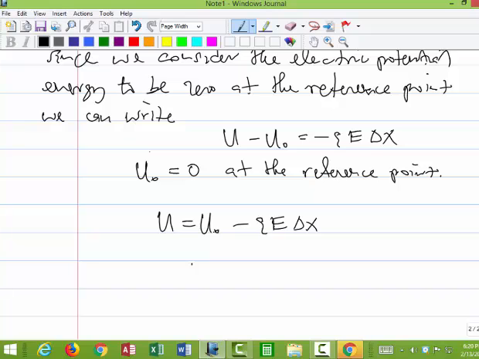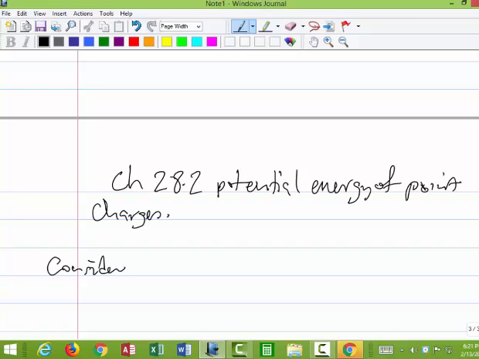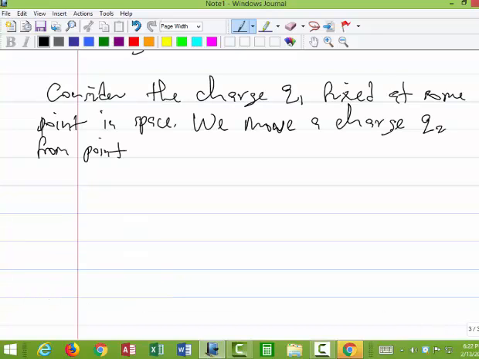Okay, so let's look at the potential energy of some point charges. This is in 28.2. So let's consider the charge Q1 fixed at some point in space, and then we move a charge Q2 from point X initial to X final as shown below.